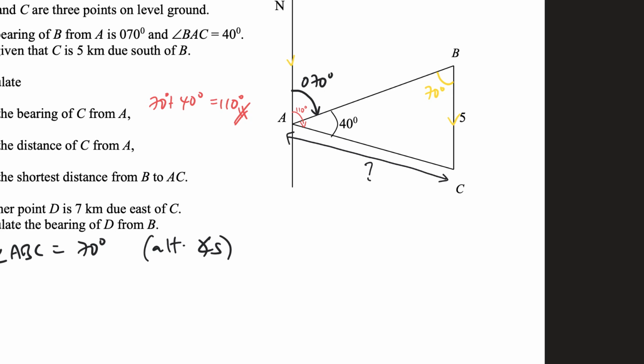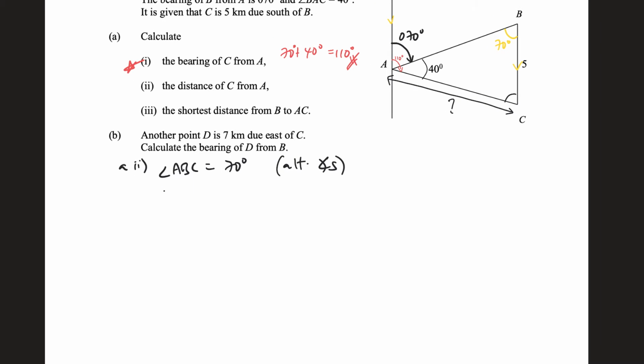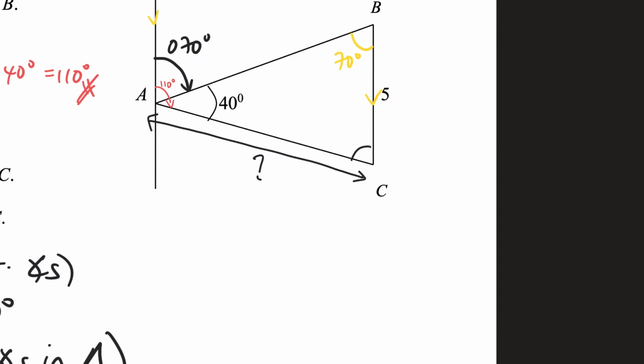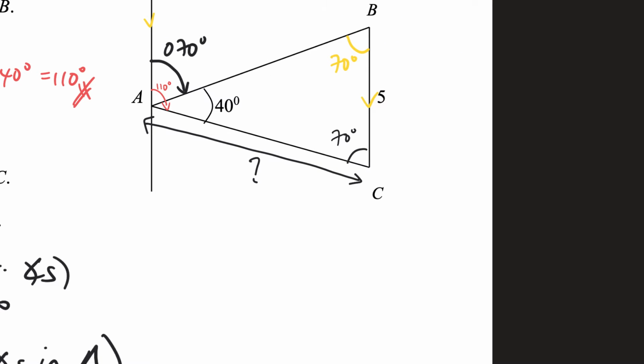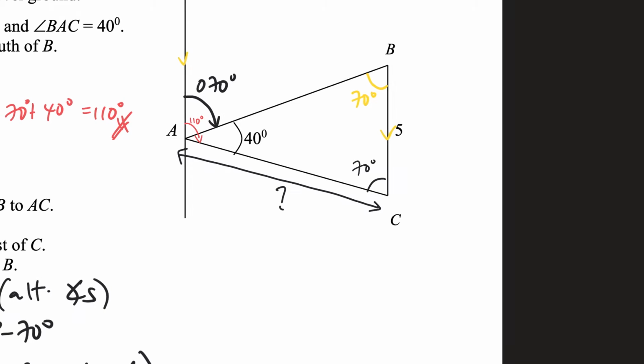And then I can find this angle. Angle ACB is simply 180 minus 40 minus 70, and it also gives me 70 degrees. This is by angles in a triangle. So this is also 70 degrees. It tells me that this is an isosceles triangle.